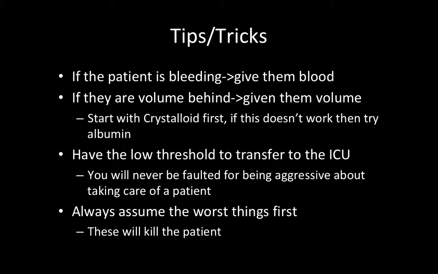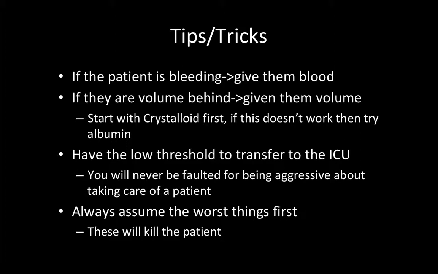Finally, some tips and tricks. If the patient is bleeding, give them blood. Don't give them volume. All you're doing is diluting out their RBCs. If the patient's volume behind, give them volume. Start with crystalloid first. I usually start with a 1 liter bolus of the appropriate normal saline or lactated ringers. If this doesn't have any response and the patient's urine output doesn't pick up, or their hypotension or tachycardia doesn't resolve, you can try some albumin. Beyond this, you might need vasopressor support, but the patient really needs to be in the ICU to receive this, and your senior should definitely be involved at this point.